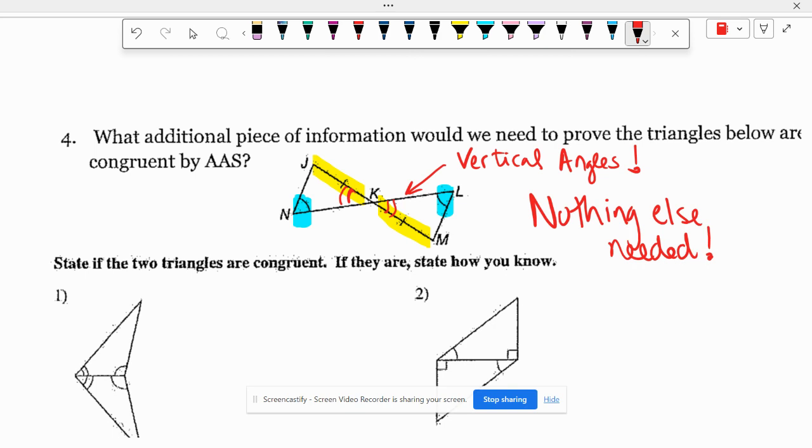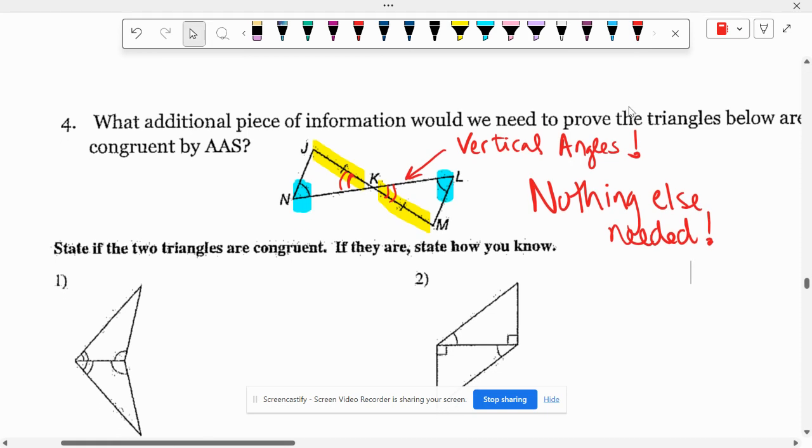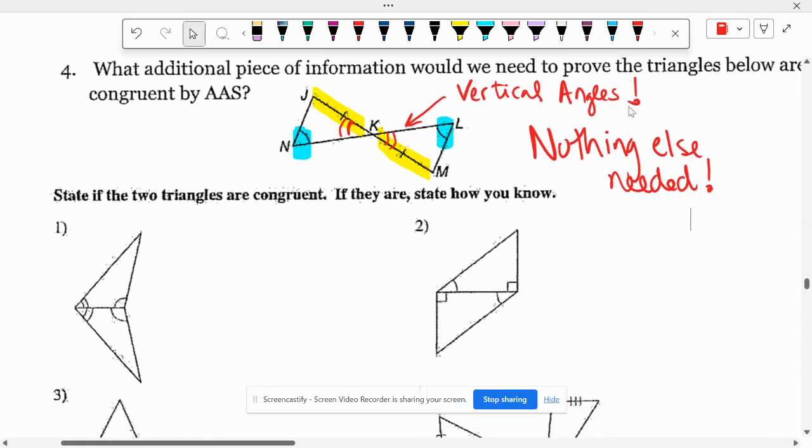Now, we could have marked angle J and angle M instead. If those are congruent, then we still get angle, angle, side. But this is one of those examples where you have two potential answers, right? But technically, these are already congruent by angle, angle, side.